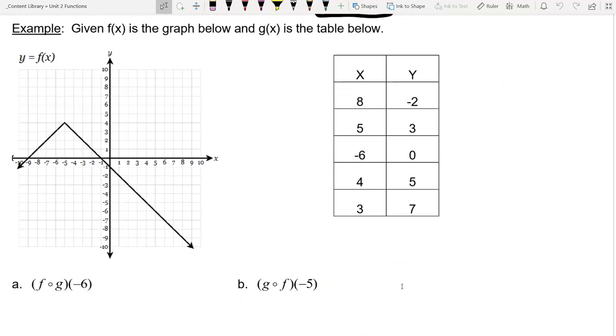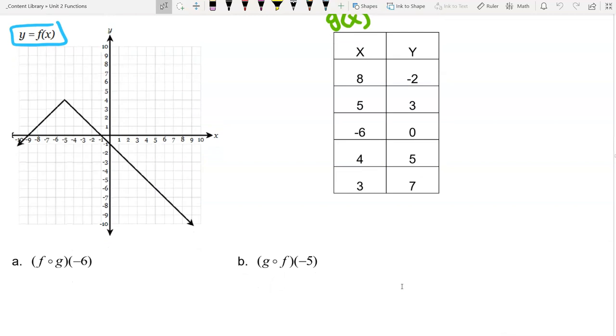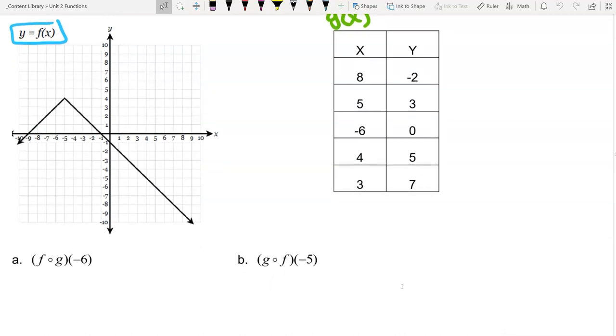But the last couple is just weird because your functions are given in a little bit of a different way. So your f of x is this graph, and the g of x is the table, okay? So we are going to bounce between the 2 different sets of information. So for this first one, I'm going to leave these up so you can see them. F of g, so the process is still the same.